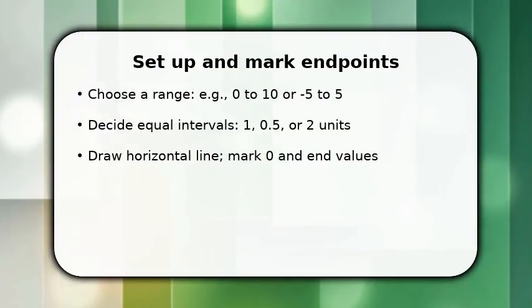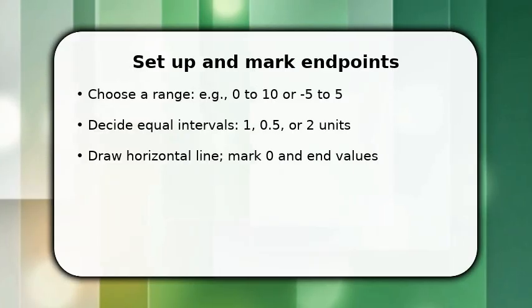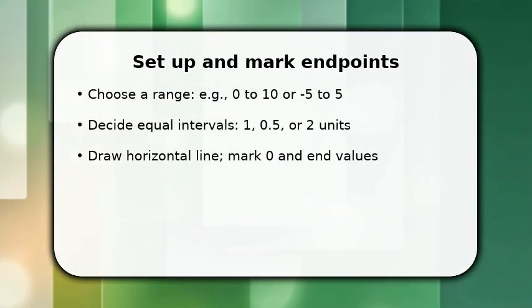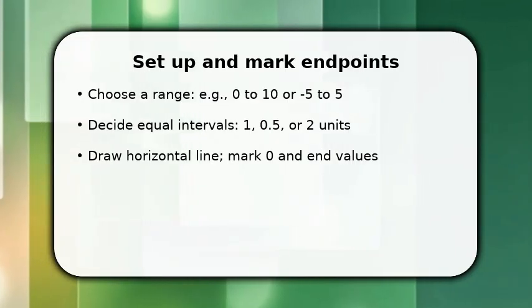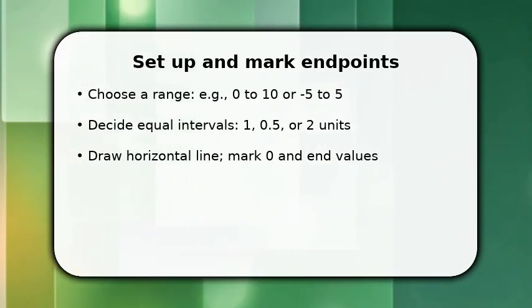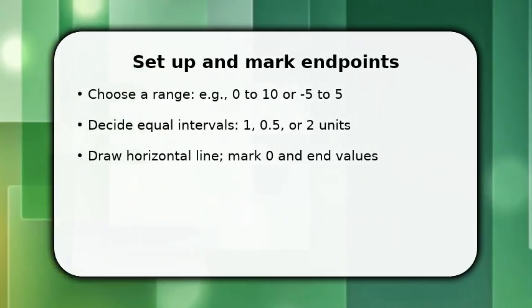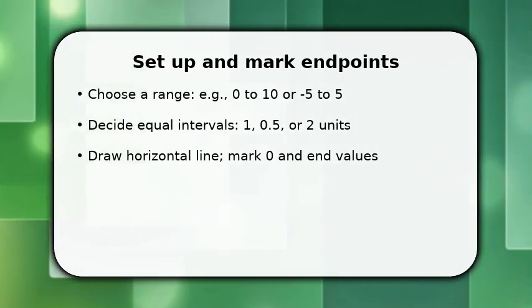You start by picking the range and scale. Choose endpoints like 0 to 10 or negative to positive. Once chosen, draw a straight horizontal line and mark 0 clearly. Then divide the space into equal intervals. Use 1, 0.5, or 2 units depending on precision required.